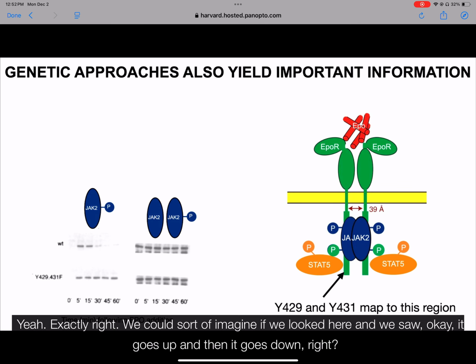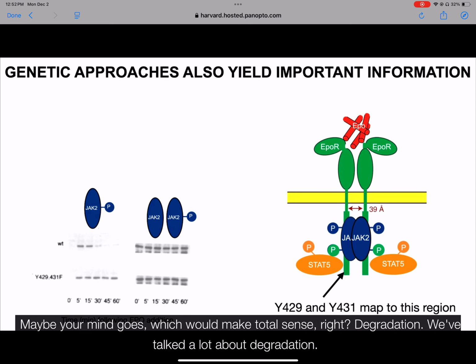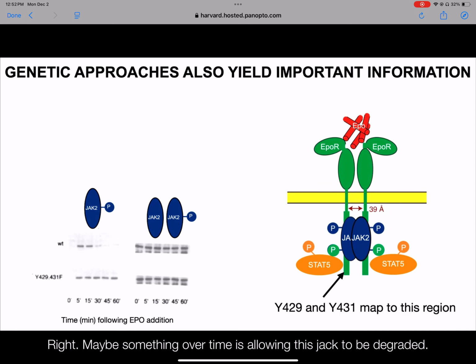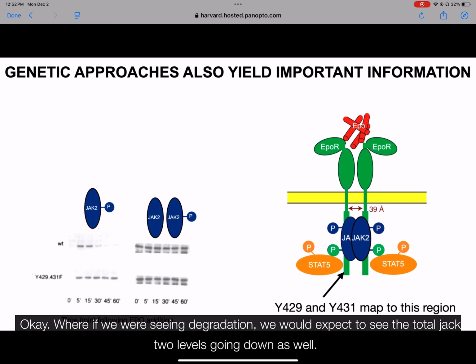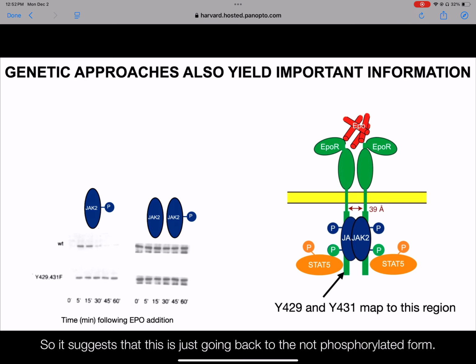Yeah, exactly, right? We could sort of imagine if we looked here and we saw, okay, it goes up and then it goes down, right? Maybe your mind goes to degradation, which would make total sense, right? We've talked a lot about degradation, right? Maybe something over time is allowing this JAK2 to be degraded, okay? But this knocks that possibility out because we can see that the total JAK2 levels are not changing, okay? Where if we were seeing degradation, we would expect to see the total JAK2 levels going down as well. So it suggests that this is just going back to the not phosphorylated form, yeah.